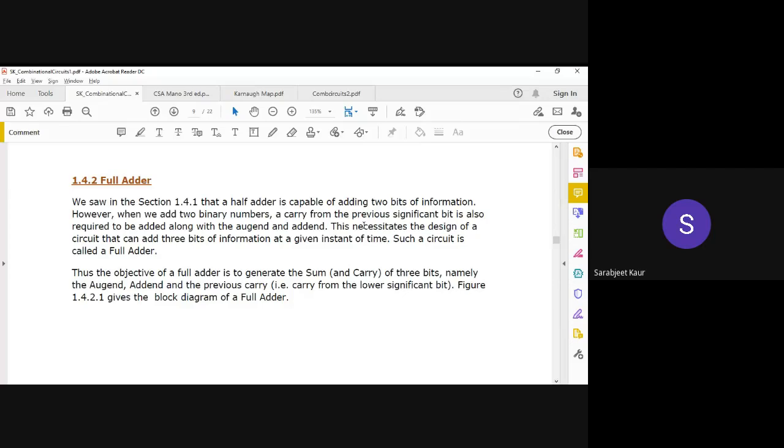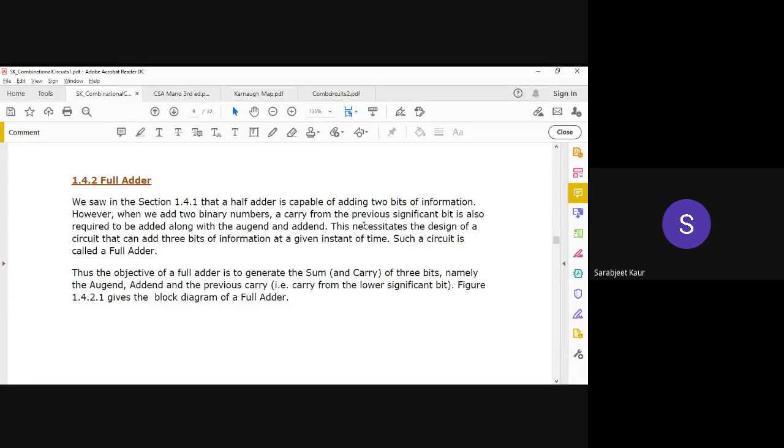Okay, so we are going to start with the full adder. What is a full adder? Full adder is again an electronic circuit which falls in the category of adders. It is responsible for adding 3 bits of information. Okay, we can add 3 bits together using a full adder.